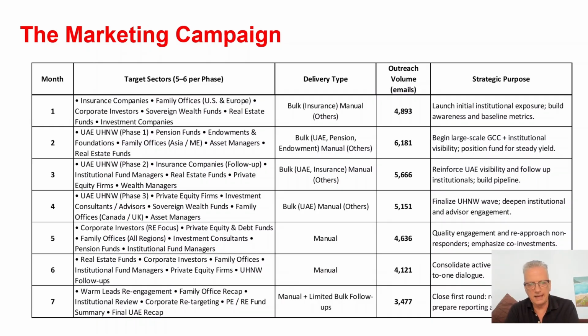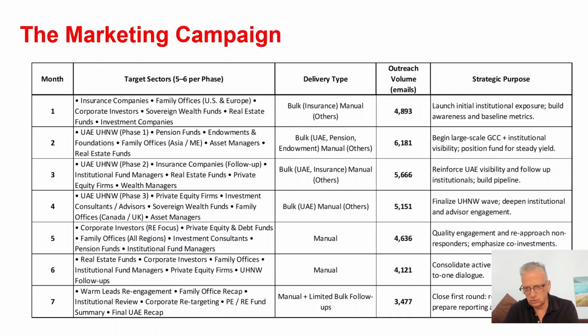There are a couple of databases that we're going to do some bulk outreach on, mainly insurance companies and pension funds, which we decided it's best to go out onto a bulk program with. But you can see the volumes: the first month we're at 4,800, the second month we ramp it up to 6,000, third month 5,000. So you can see it's a controlled outreach. And again, these are mainly personal emails that are going to be sent out to try to get the highest open rates. And then you can see on the right hand side the strategic purpose.